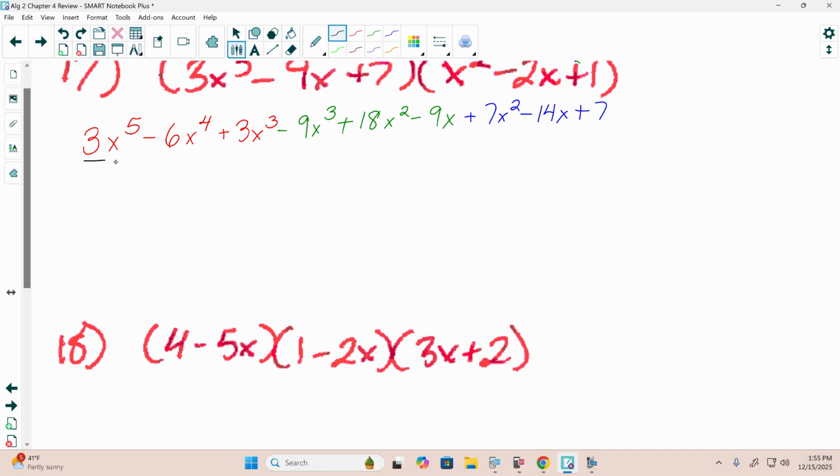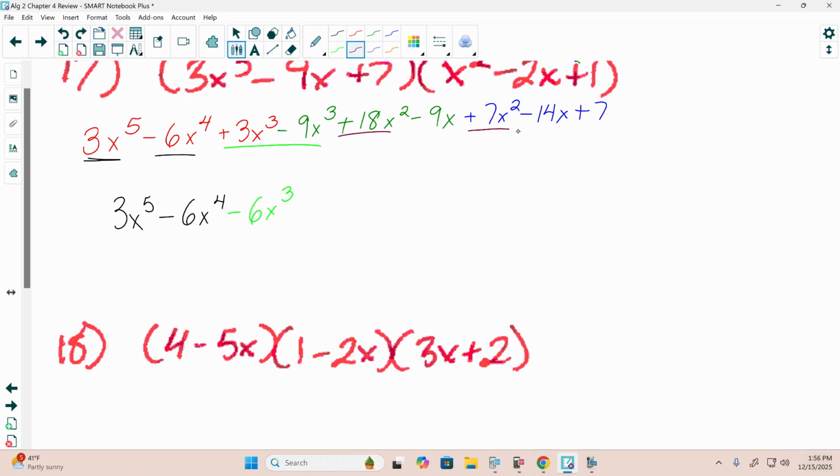I always start with the variable with the biggest exponent. 3x to the 5th is our only term with x to the 5th, so we just bring it down. Our next term would be our x to the 4th term. Well, the only one we have is negative 6x to the 4th. So we're also going to bring it down because there are no terms to combine with it. It's still negative 6x to the 4th. Then I would move on to our x cubed terms. Now, incidentally, they are right next to each other. So 3x cubed minus 9x cubed, 3 minus 9 is going to be negative 6x cubed.